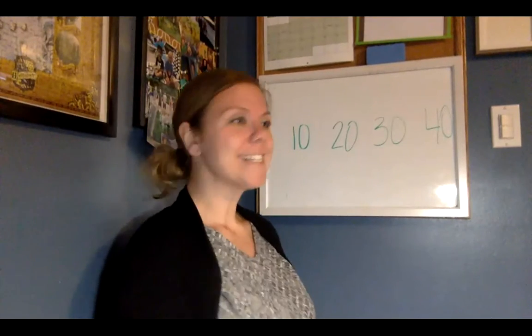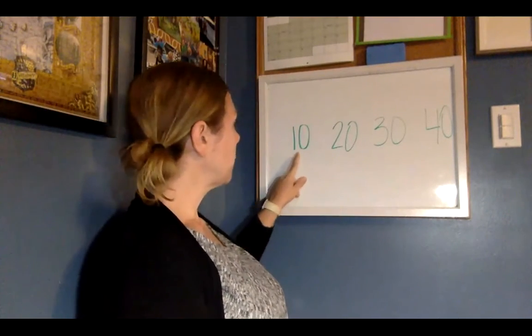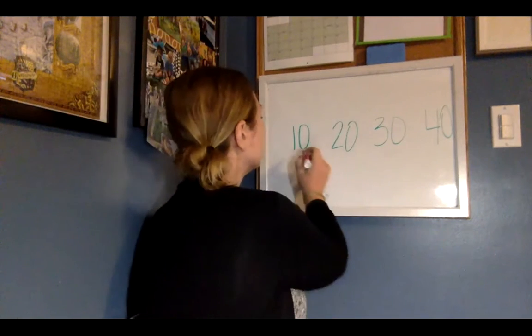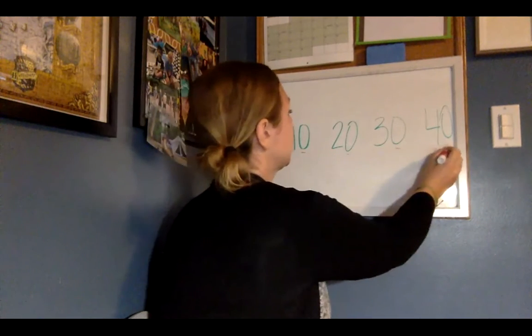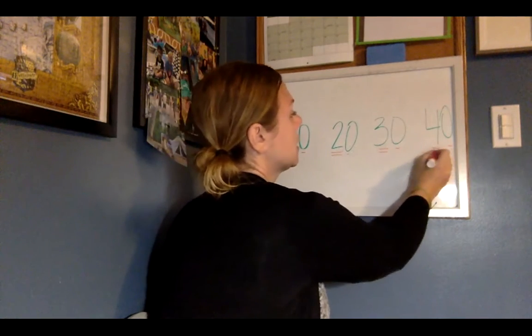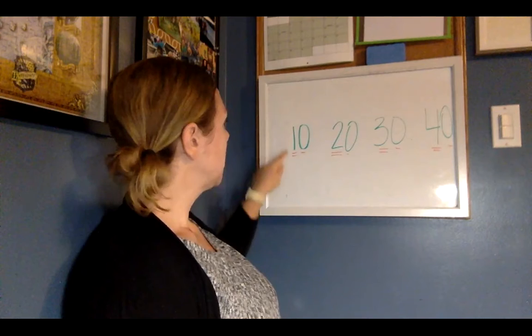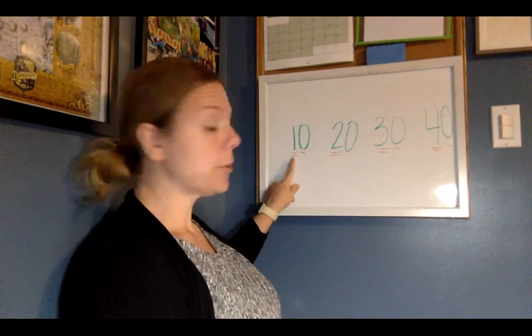Good morning, first grade. Today we're going to practice counting by tens. Do you notice anything when you're looking at these numbers? There are zeros here in the second digit, but do you notice anything about the first digit? What happens with the first digit when we're counting by tens? Look at the first digit of each number.